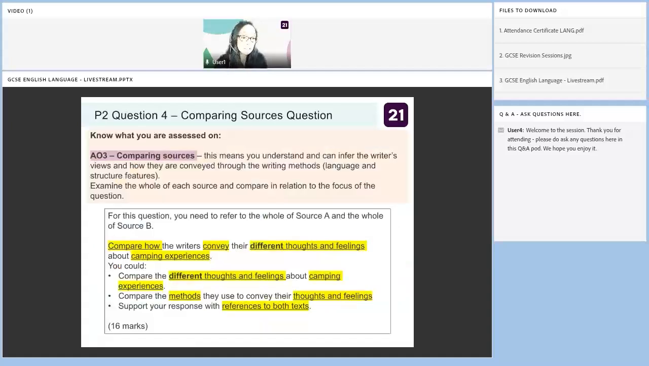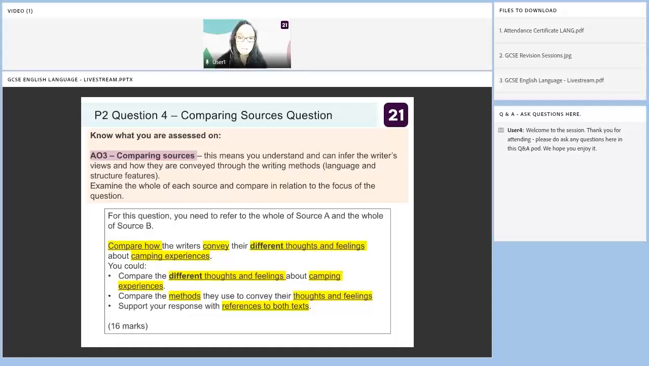So now let's take a look at question 4. So question 4 is different. You have to compare the sources and make sure that you're looking at how the writer's viewpoints are being shown by analysing the methods. So in this one, you have the different thoughts and feelings about camping experiences. So try your very best to make sure that you're writing in detail in this one and spend a bit more time as it's worth more marks.